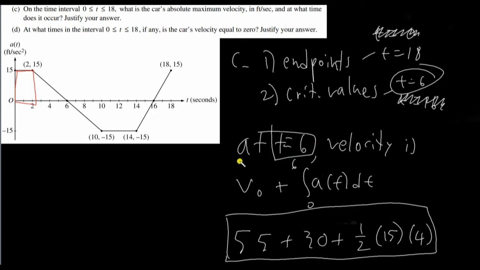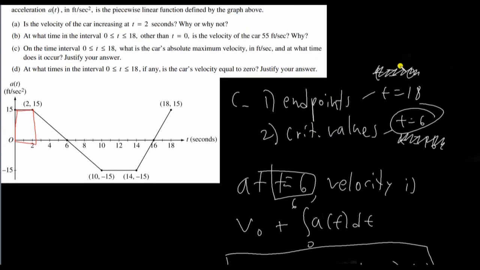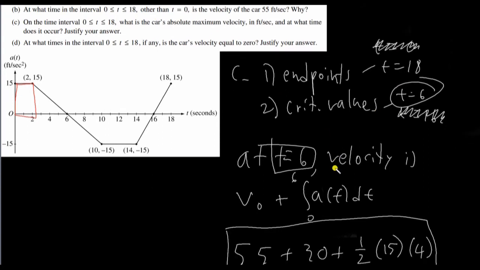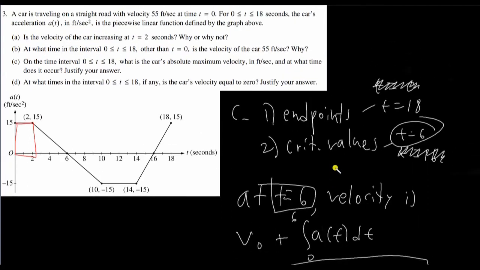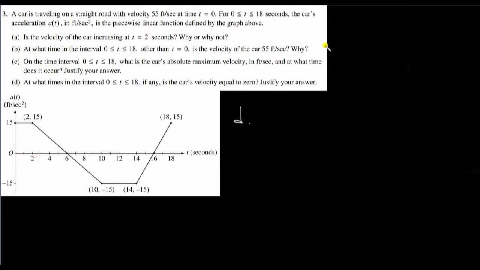So for the explanation, we'll say that, well, we looked at the endpoints, we looked at the critical values, and then we looked at the velocities at each of those points, and we found that at t equals 6 the velocity is the greatest, so therefore it's the absolute maximum velocity at that time. Okay, now let's look at the final part for this question.